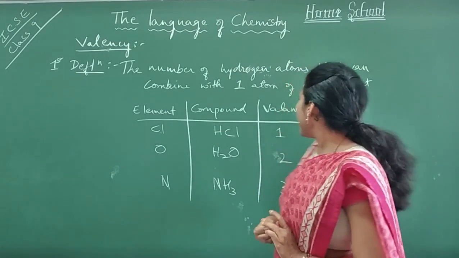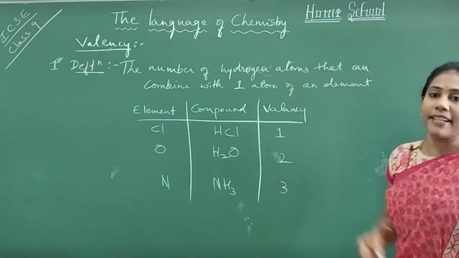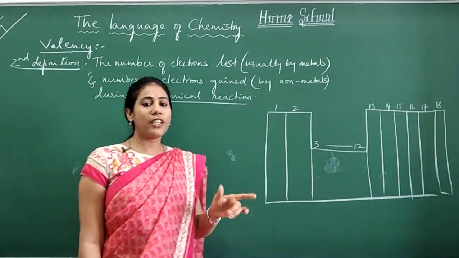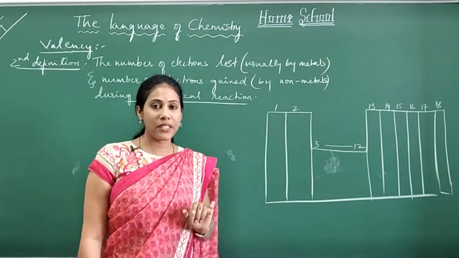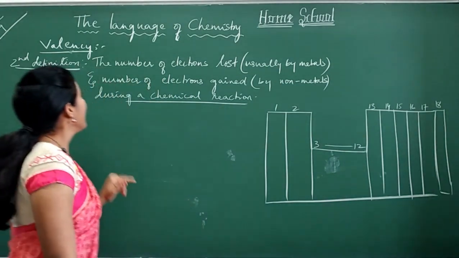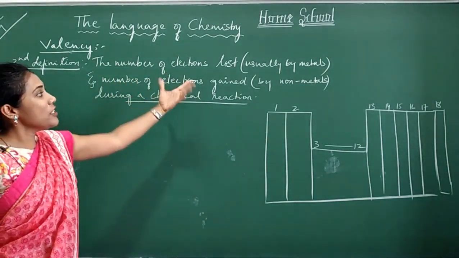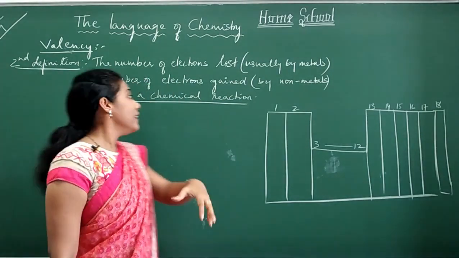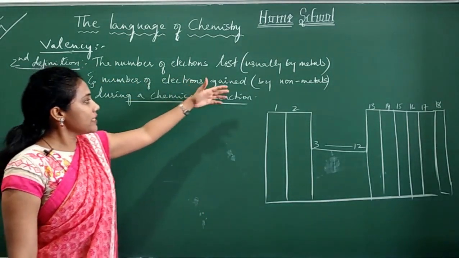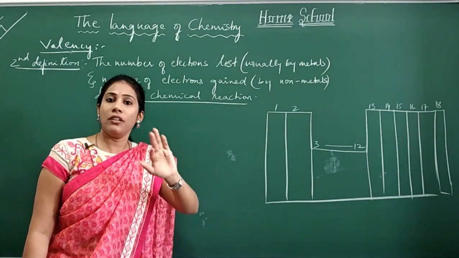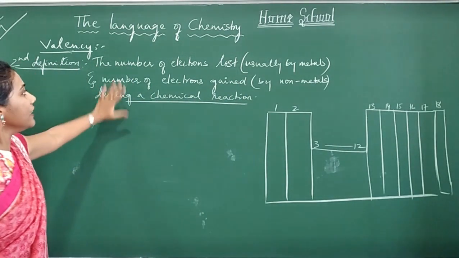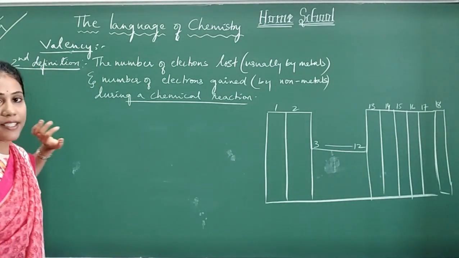Now I am going to the second definition. It is a very important definition. This is the definition we use most frequently in chemistry. The number of electrons lost, usually metals will lose electrons, and the number of electrons gained, non-metals always gain electrons, during a chemical reaction. That number we call valency.